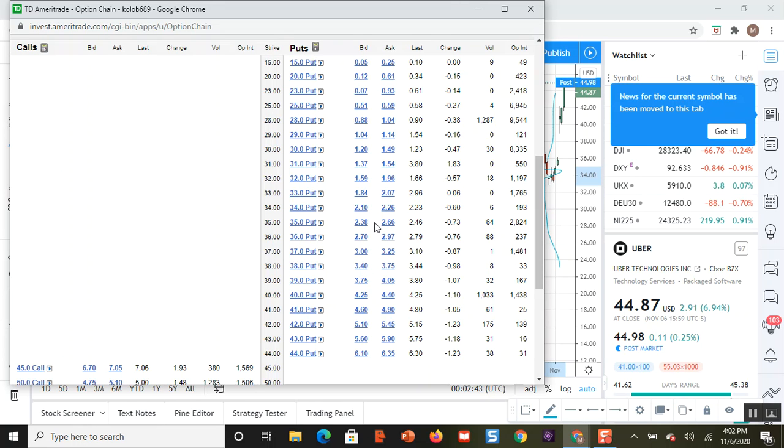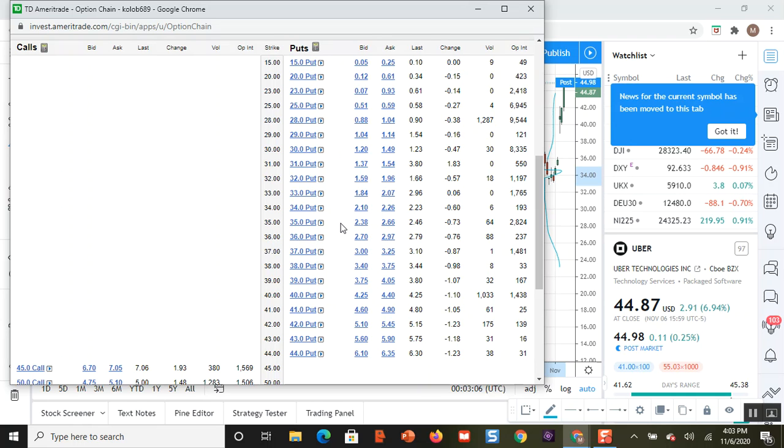out. When I do a butterfly, I'm basically saying I want to take in more premium just in case Uber doesn't pull back, and it'll lessen my risk on the upside. So what I would do is I would buy the 40 put, sell the 35 put, and then sell another 35 put and buy a 30 put. That brings in extra premium, which lowers my cost basis of the put.